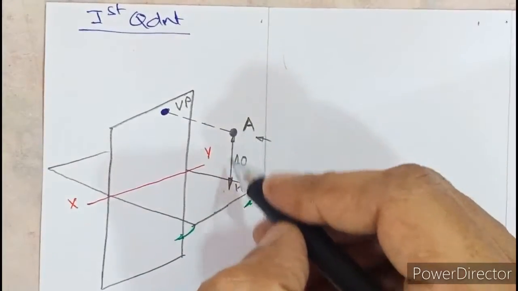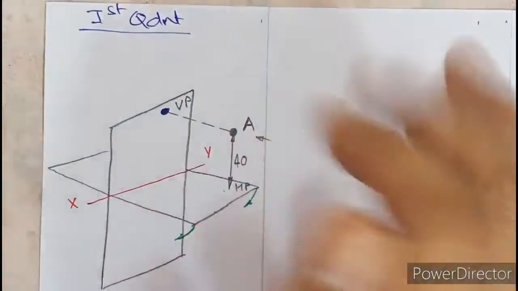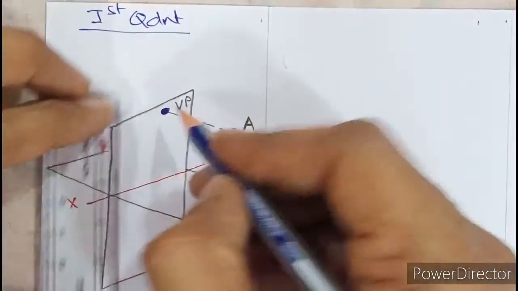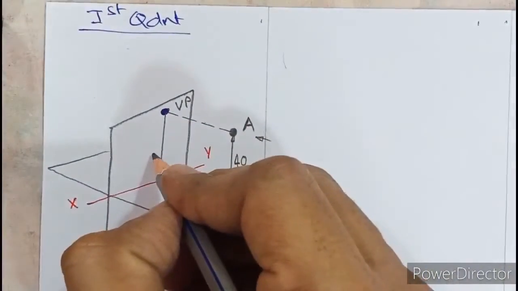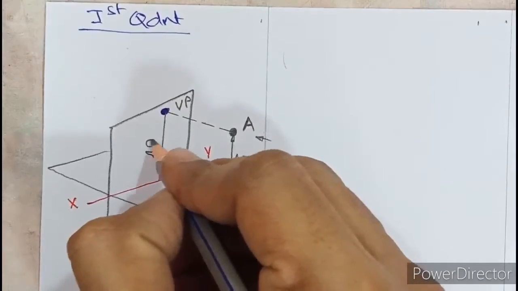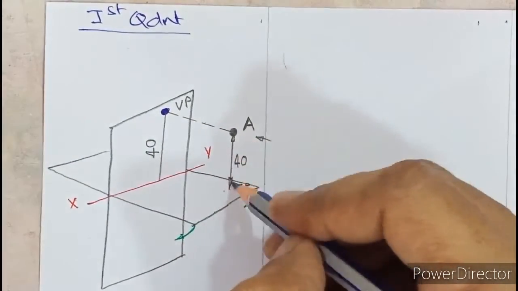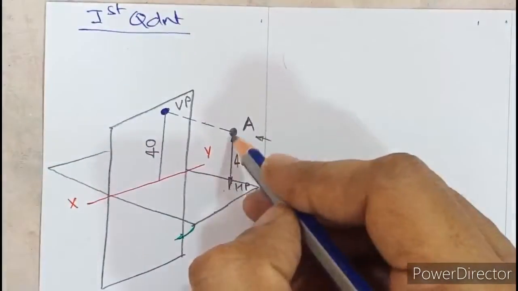So if capital A is 40 above HP, and you look in the front view, it means that this blue point on the vertical plane is also 40 above xy. So try to visualize this, all of you. Once again, if a point is 40 above HP, it clearly means that the front view of the point is 40 above xy, because they are parallel.